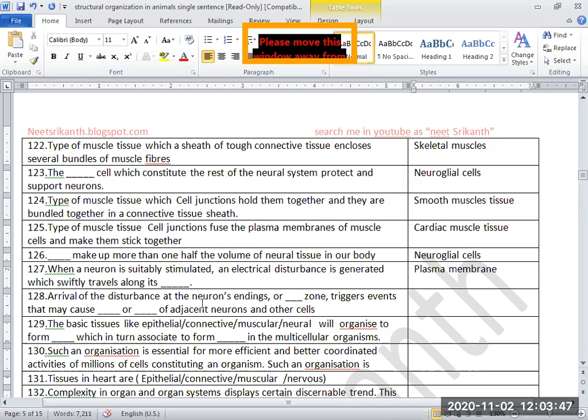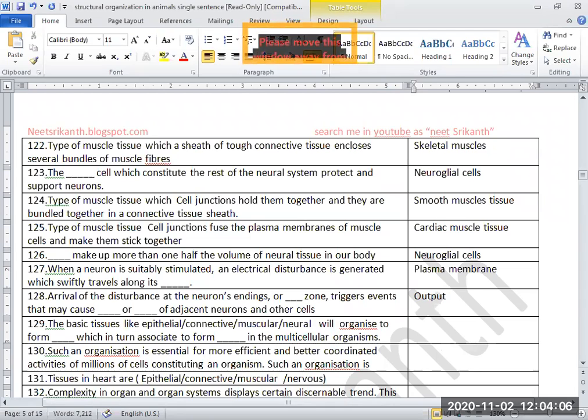Arrival of the disturbance at the neuron's endings or dash zone triggers events that may cause, fill the blanks, of adjacent neurons and other cells. Write the statement and try to fill the gap. Output zone, very good.